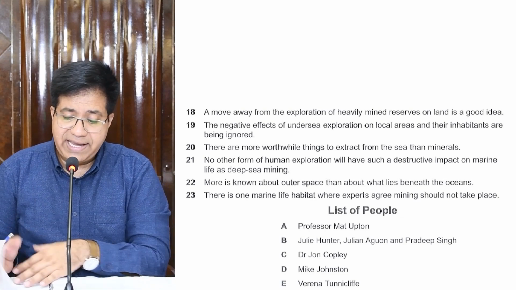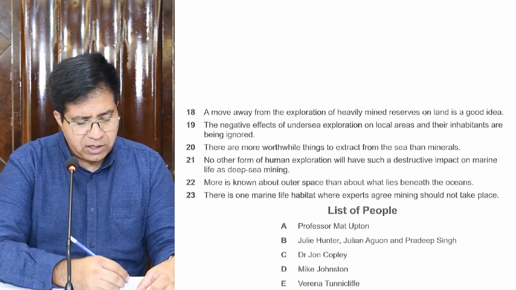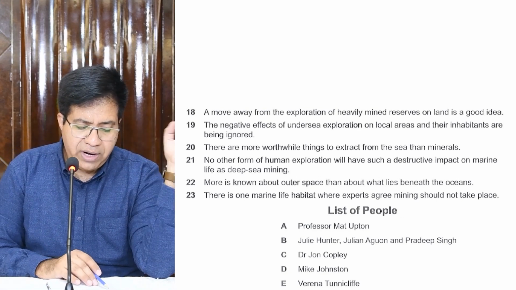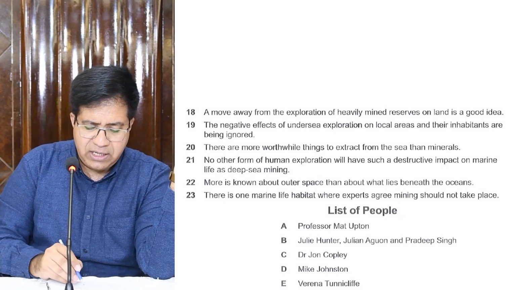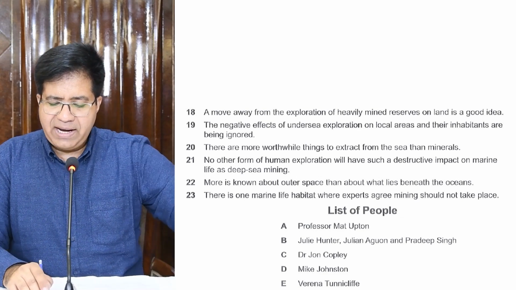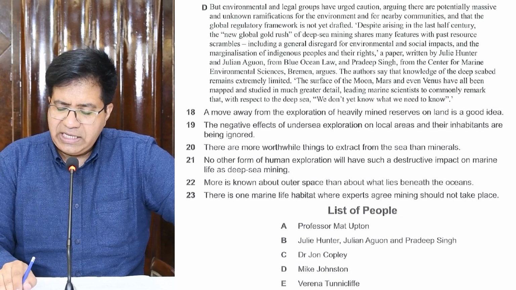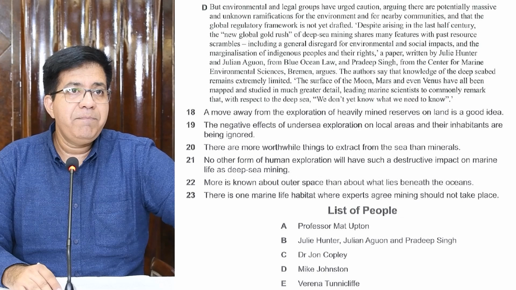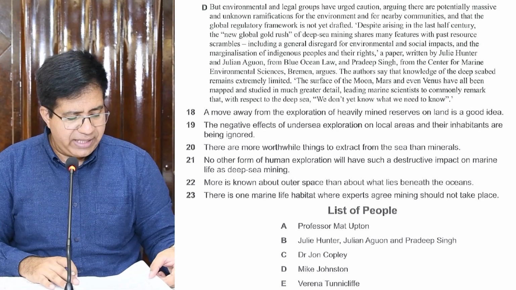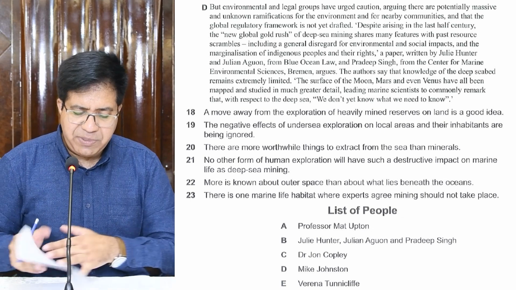Yes, it is, exactly. Please come to question number 22. You need to cross number 19 from the list. Question number 22. More is known about outer space than about what lies beneath the ocean. Where is that? Paragraph D, fourth last line. The surface of the moon, Mars, and even Venus have all been mapped. Mapped means we have the maps of them and studied in much greater detail. So that is, more is known about outer space than about what lies beneath the oceans.